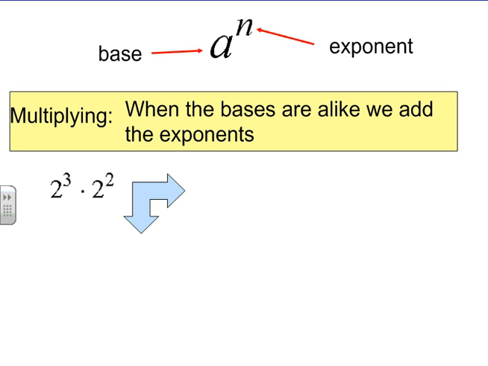So here we have 2 to the third times 2 squared. Based on the rule, we'd keep the base of 2, and we would add the exponents, which is 3 plus 2. This would give us 2 to the 5th power.